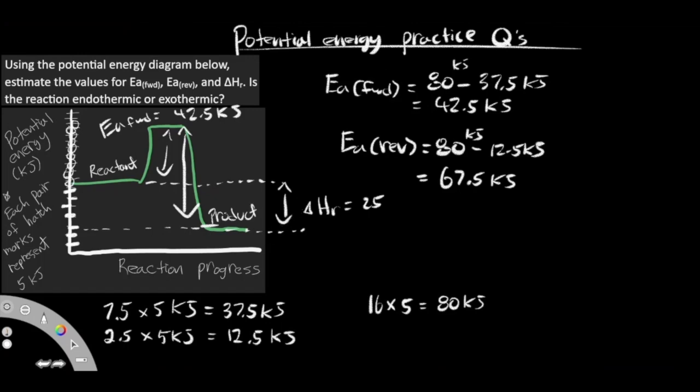we've already found out. I can just list it here again, is going to be our 25 kilojoules. But remember, it is exothermic. We've released that, so it's going to be a negative 25 kilojoules.